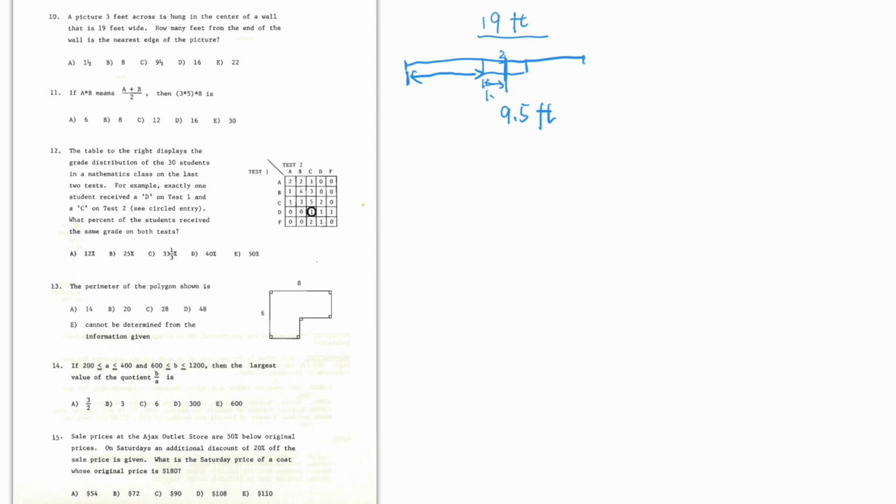is 1.5 feet. The distance from the wall to the edge of the picture is 9.5, that's the center of the wall, minus half the picture because it hangs in the center. So that's 9.5 minus 1.5 equals 8 feet. So the answer is B.